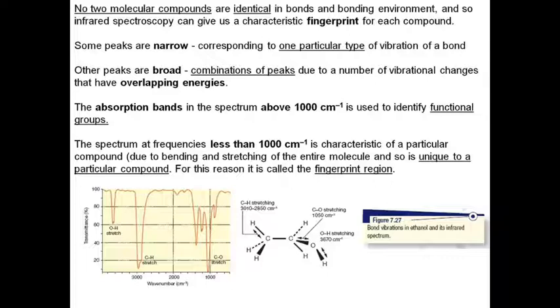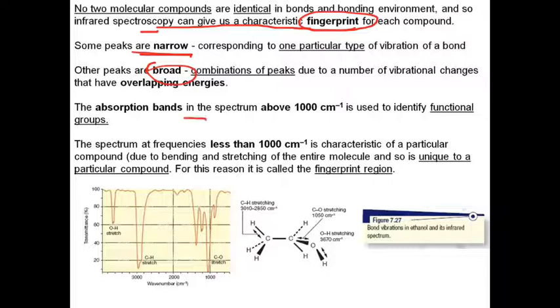Now, no two molecular compounds are identical in the bonds and the bonding environment, and therefore IR can give us a characteristic fingerprint for each compound. Some peaks are narrow. For example, the C double bond O is very much like a stalactite in a cave. It's very jagged and it hangs down, and it isn't a broad one at all. Other peaks are broad. Typically the OH one is very, very broad, and that occurs at a characteristic frequency of around 3000. I only remember 3 of them, by the way, so I'll tell you the 3 that I remember.